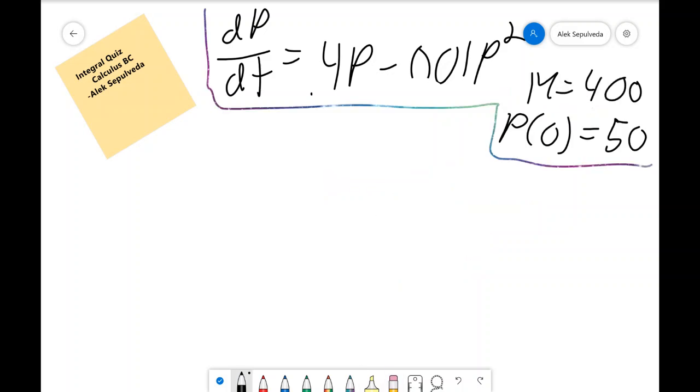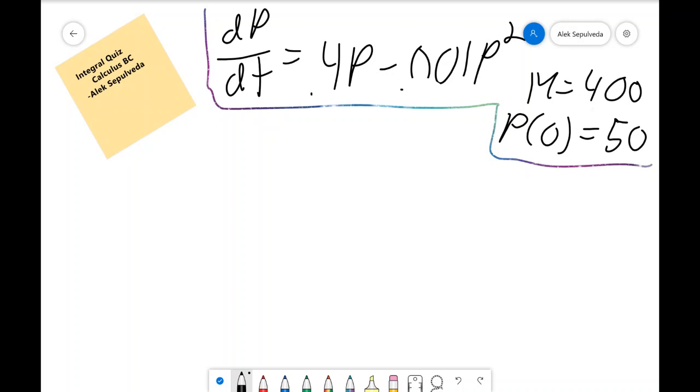So this is a continuation of problem 9, the integral quiz. We are given this entire expression, dP/dt equals 0.4p minus 0.001p squared. In the last part we found that carrying capacity M is equal to 400. We were also given that P0 is equal to 50. So we are asked, what is P prime of 0, or the rate of change when population is at t equals 0?